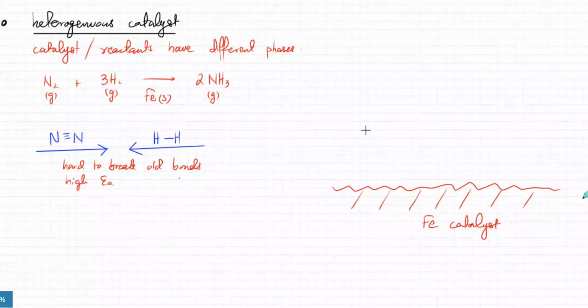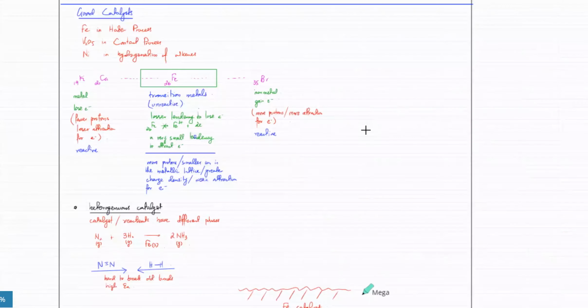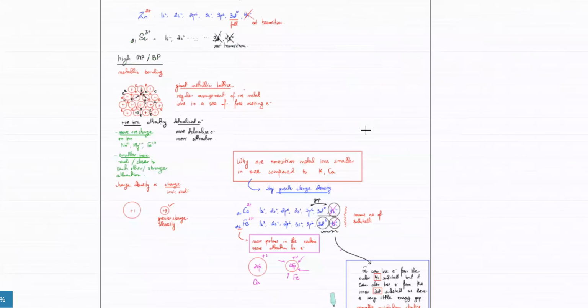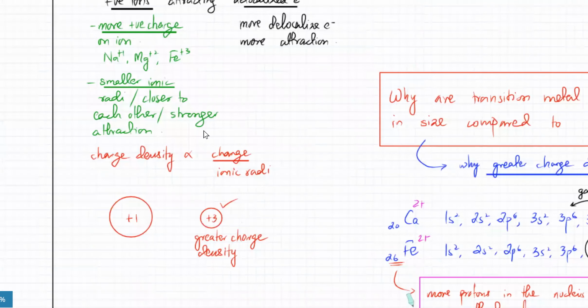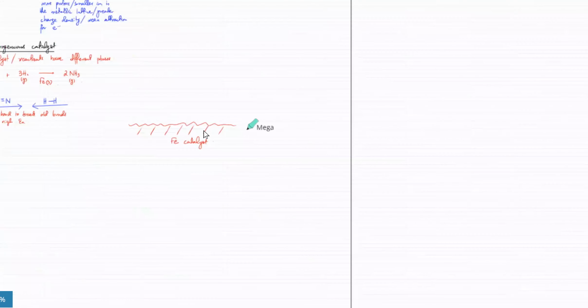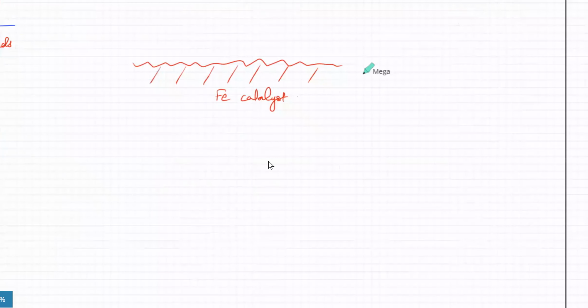So remember what we just discussed. If I can just copy paste the metallic bonds that we drew earlier, I'll just copy paste that. And I told you that they've got really high charge density. They've got a lot of protons here.